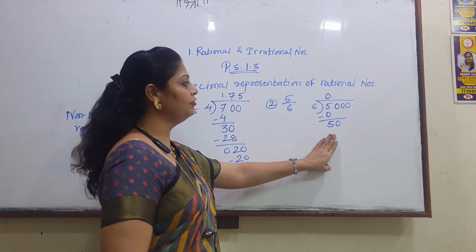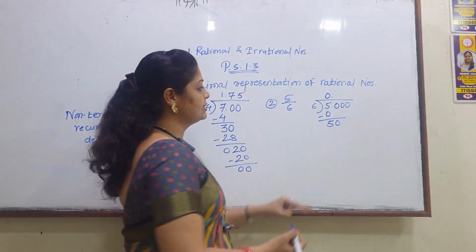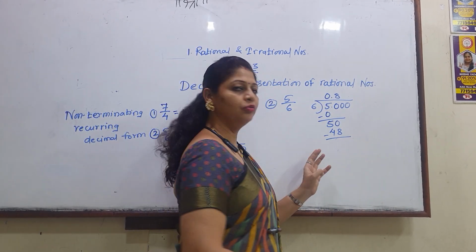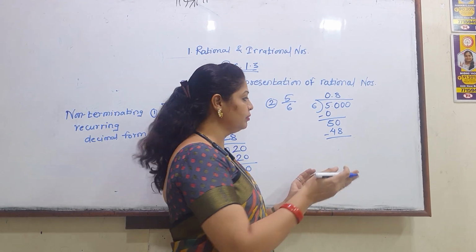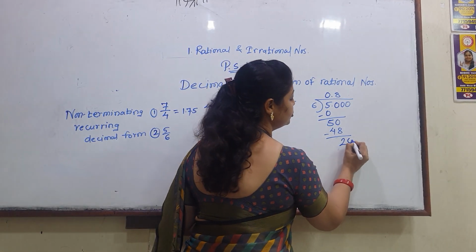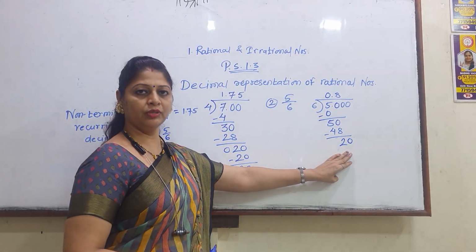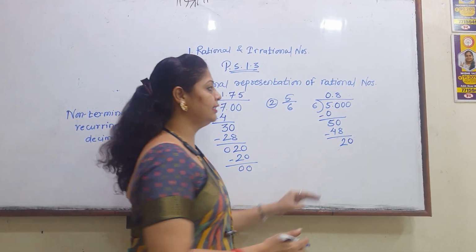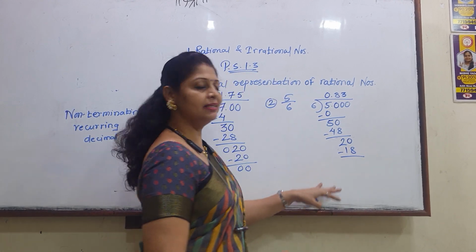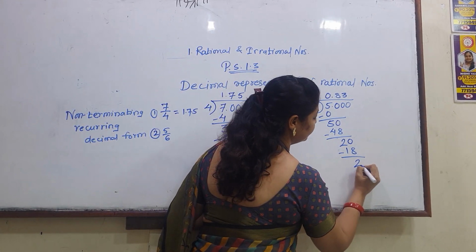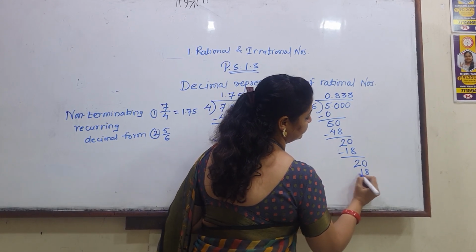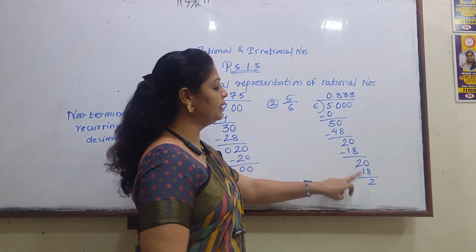Because of the point we write down 0. Now 6 and 50. 6 eights are 48. So now we subtract 48 from 50, and we get 2 there. Then we put 0 again, so this is 20. Now 6 threes are 18. Now 20 minus 18, again 2 is there. Again we write 0, again 6 threes are 18. Again see, children, 2 is repeated here.